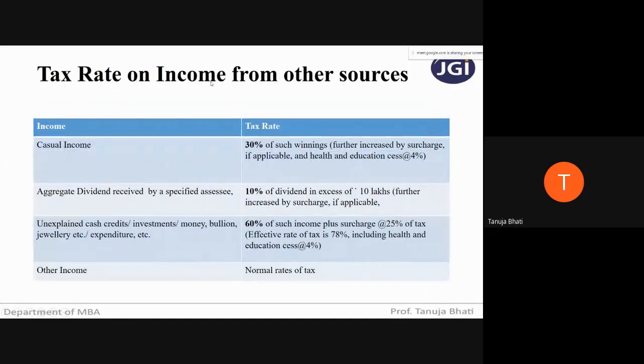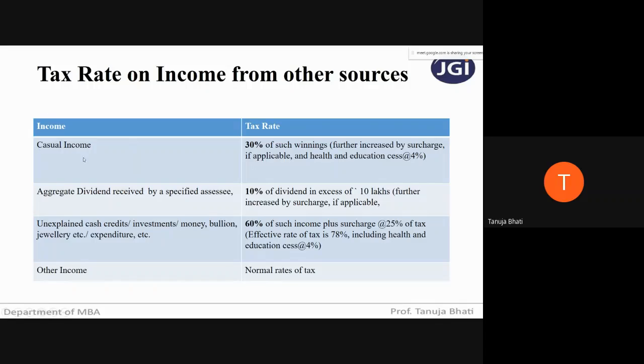Now let us see the tax rate on income from other sources. If it is casual income, I told you what casual income is. Casual income means winnings from lotteries, crosswords, puzzles, card games, gambling, betting. If you are earning any casual income, 30% of such winnings will be chargeable to tax. Suppose some student of ours participates in Kaun Banega Crorepati and wins an amount of, say, 50 lakhs, then the entire 50 lakhs will not be given. From 50 lakhs, 30% tax will be deducted and the balance amount will be given.